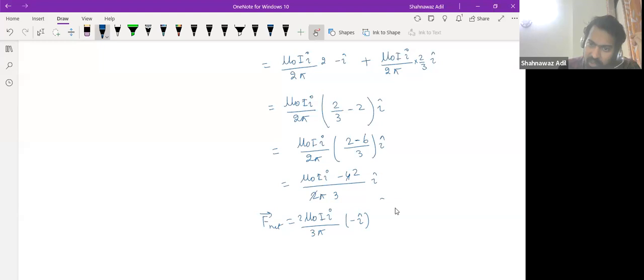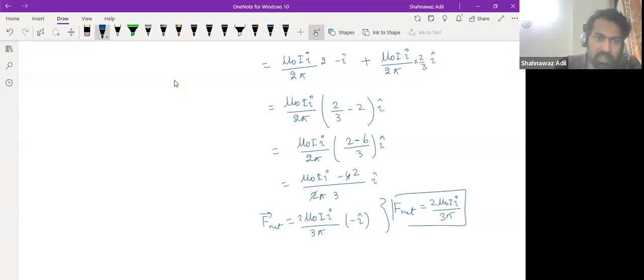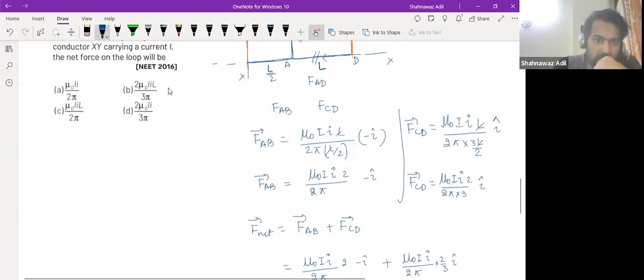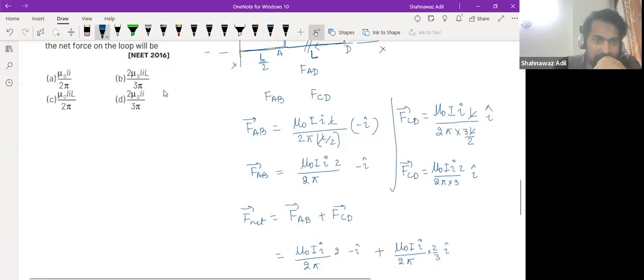So the magnitude is how much? This is 2 mu naught I by 3 pi. This is the magnitude. The answer would be how much? 2 mu naught, yeah, mu naught I by 3 pi, right? So this is looking like L.